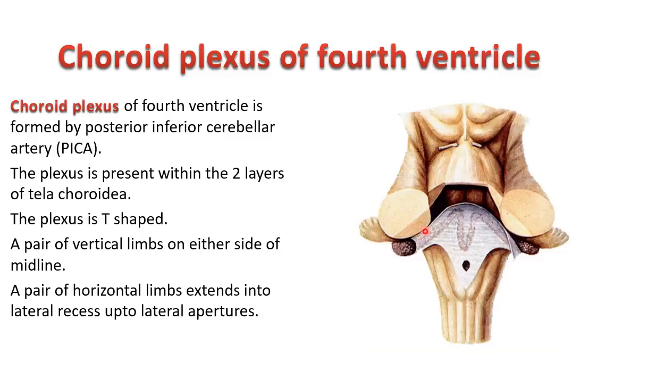So the choroid plexus is mainly formed by the posterior inferior cerebellar artery, and it is present in a T-shaped form. One vertical limb and the two transverse limbs you are able to see here.